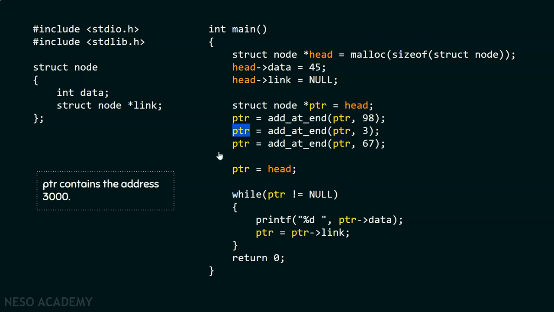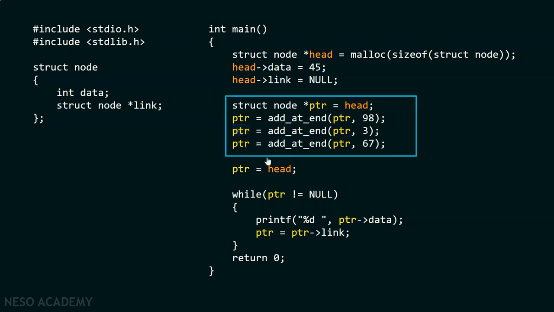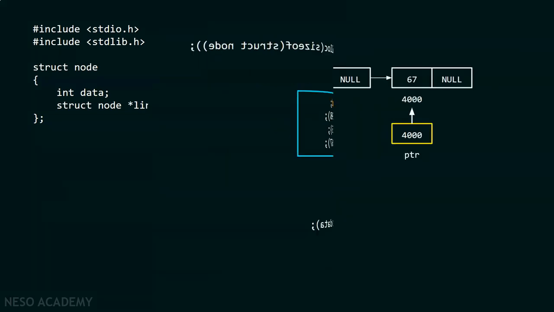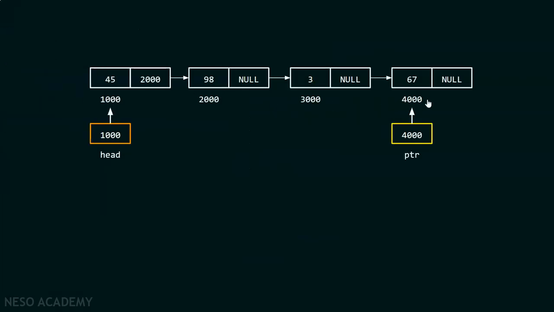PTR is updated by the new address, that is 3000, which is the address of the third node of the list. So every time you're calling the add at end function, you're passing PTR, not the head, so that we should always see the last node of the list and we can update the link part of that node without traversing the list. This is the idea we should follow here.